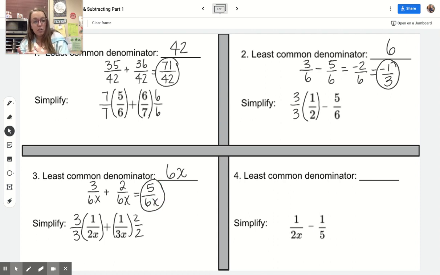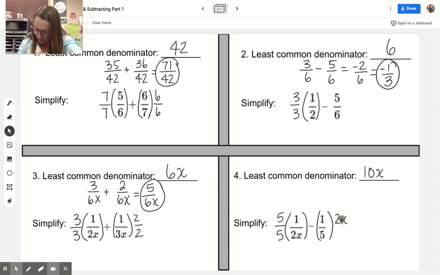Very similar for the fourth one. The smallest number that can be divided by both 2 and 5 happens to be 10, which is 2 times 5. But at least one of those denominators has an x, so they need to both have an x to make them the same. So the first fraction, I'll just multiply by 5 to get the 10x on the bottom. But the second fraction, I'm going to have to multiply by 2 and x. Because 5 times 2 will give me 10, but I need to also have that x in the denominator. I'll get 5 over 10x minus 2x over 10x.